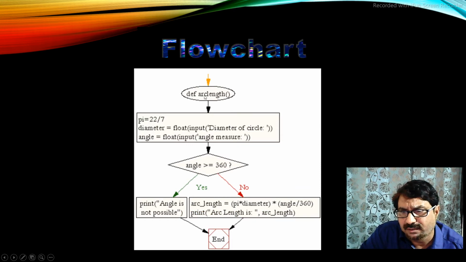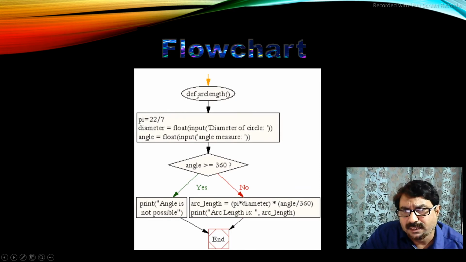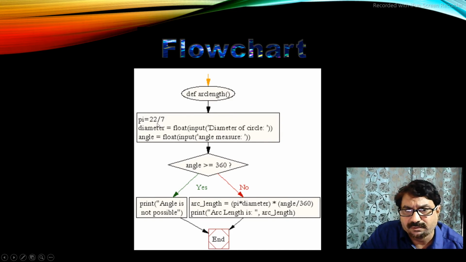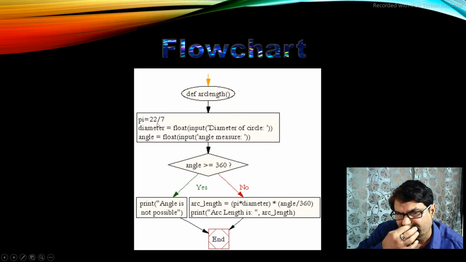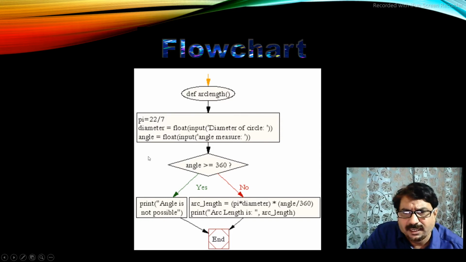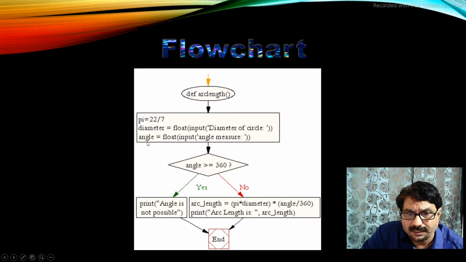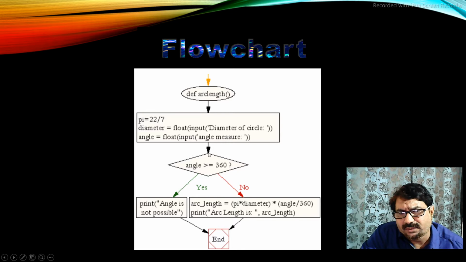You all know what a flowchart is. Here we define the first variable value, 22 by 7, that is pi. Then diameter and angle. These two variables are shown on the screen, and the user can enter the values for diameter as well as the angle. And after that you need to check the condition.